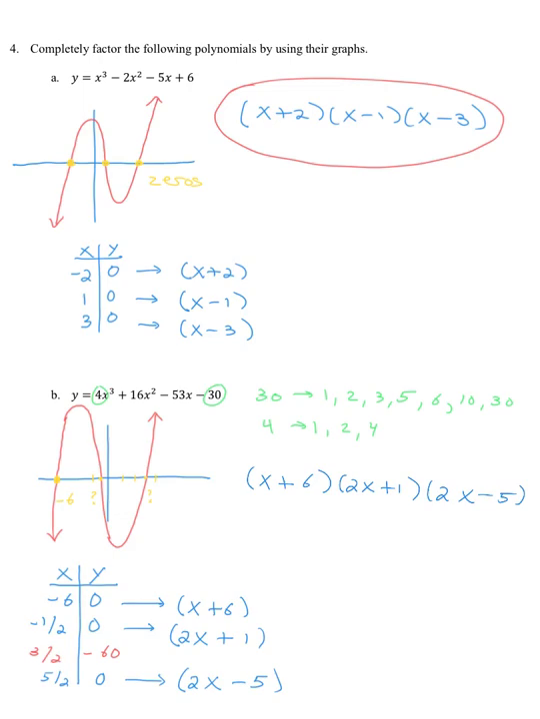Now, that is the answer to this problem, but just be careful. If I multiply the coefficients here together, it should multiply to the 4. It does. 1 times 2 times 2 is 4. And if I multiply the numbers at the end, it should multiply to negative 30. So it's 6 times 1 times negative 5, which is negative 30. So this is my answer.